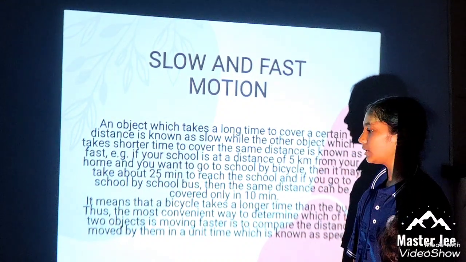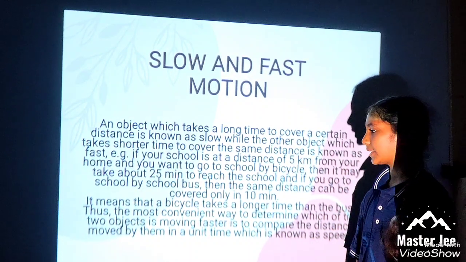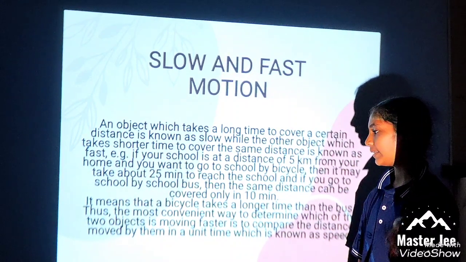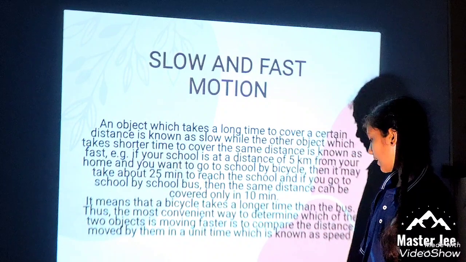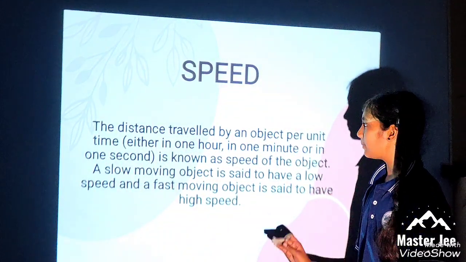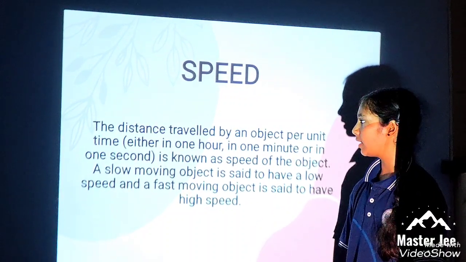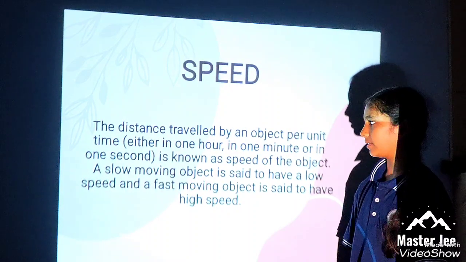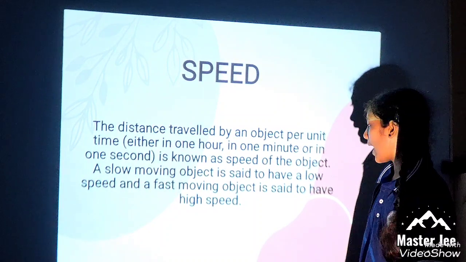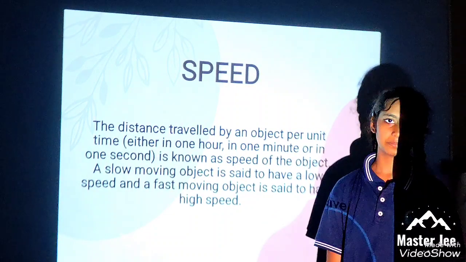Thus, the most convenient way to determine which of the two objects is moving faster is to compare the distance moved by them in a unit time, which is known as speed. Speed: the distance traveled by an object per unit time, either in 1 hour, in 1 minute or in 1 second, is known as the speed of the object. A slow-moving object is said to have a low speed and a fast-moving object is said to have a high speed.